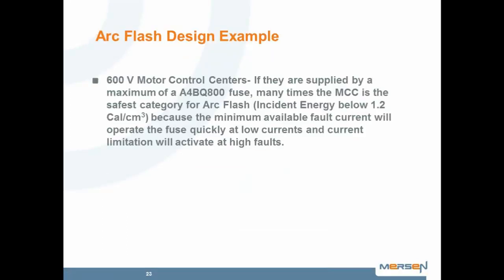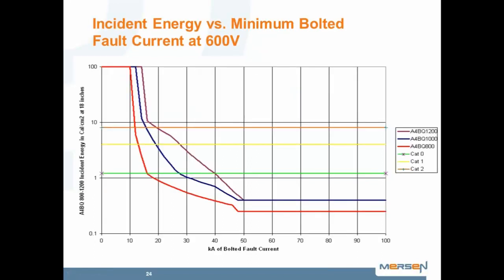One of the design examples would be a 600-volt motor control center. We have a special fuse, A4BQ800. Many times this is current limiting enough to have the entire motor control center, if the motor control center is fed upstream by this fuse, at hazard category 0. This is a graph that shows incident energy versus minimum voltage fault current.